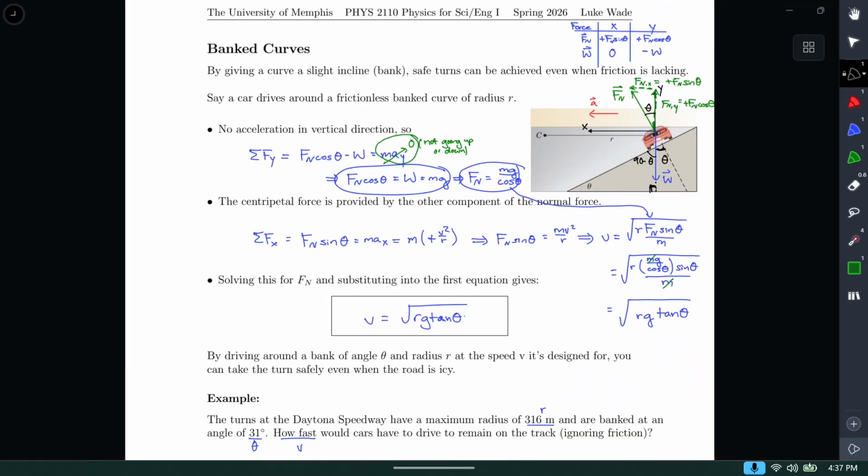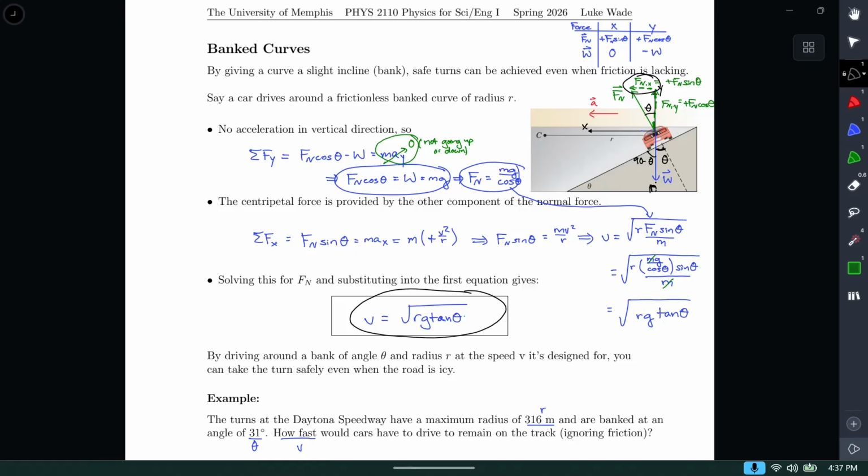And banked curves are just the last kind of force or centripetal force we will talk about, is just provided by one piece of the normal force. So if you're on a banked curve, you don't need friction to be able to take the turn. It does help, but it is not required as long as you go at the appropriate speed that the turn is designed for. So I think of this as normal force lets you take it if you go exactly at speed v. Friction is what gives you wiggle room.